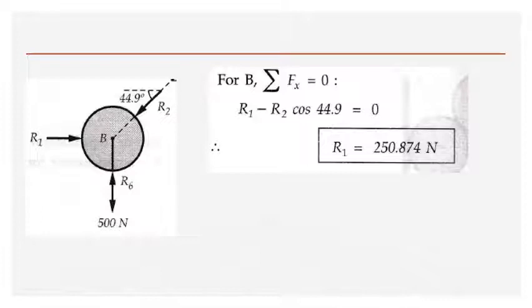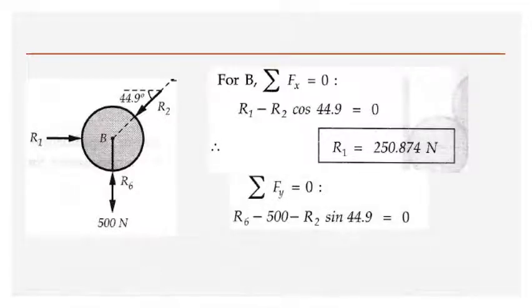The horizontal component of R2 is R2 cos 44.9, which acts leftward, so minus. R2 we have just found out. So find out R1, that is equal to 250.874 Newton. Next, apply the second condition, that is sigma Fy is equal to 0.